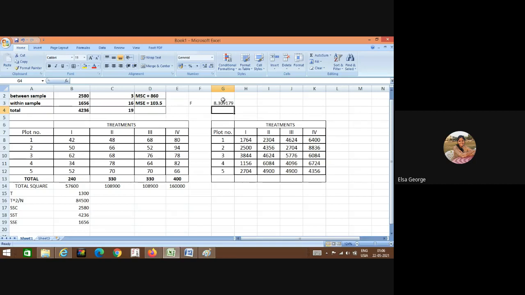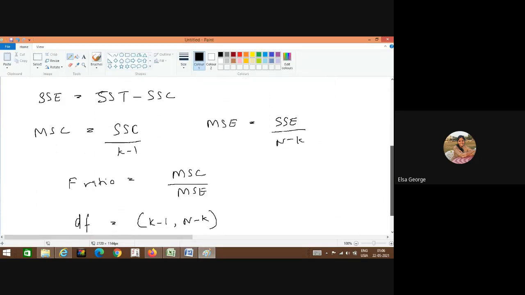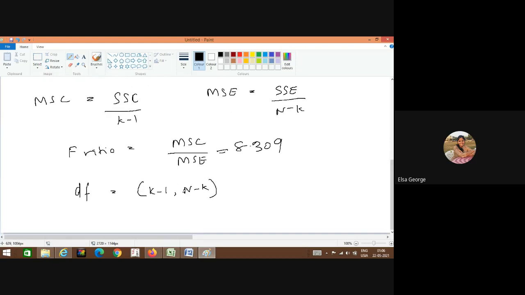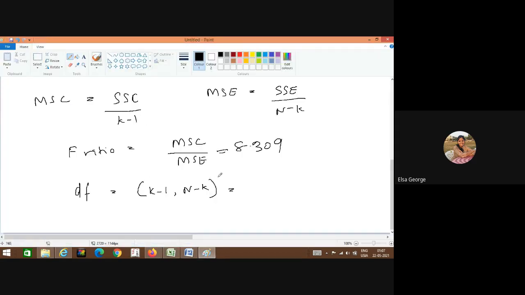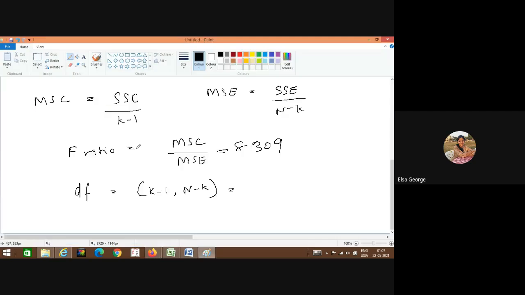Now let's go back to your slide wherein we have written all these things. Okay, so you got your MSC divided by MSE, that is 8.309. Now what you need to do is find the degree of freedom. Degree of freedom, again, if you look into the table, you will get it. That is K minus 1, comma N minus K. That is again written in our table. That is 3 and 16. So that is our degree of freedom, 3 and 16.